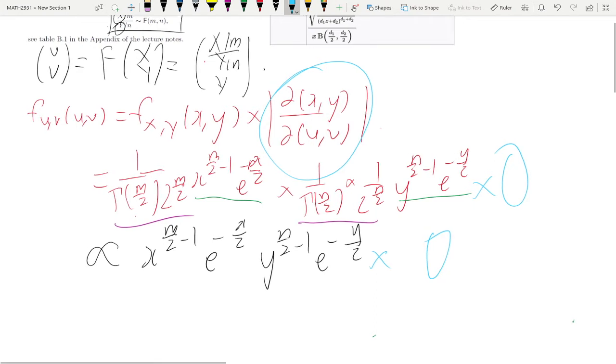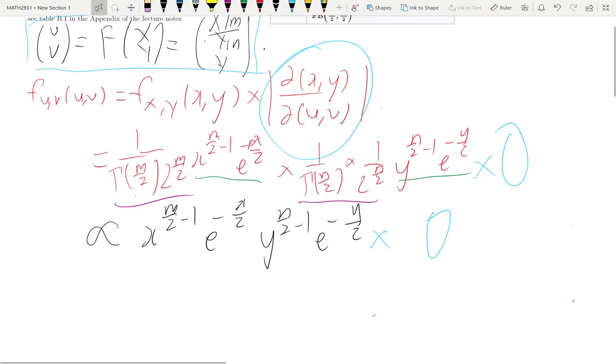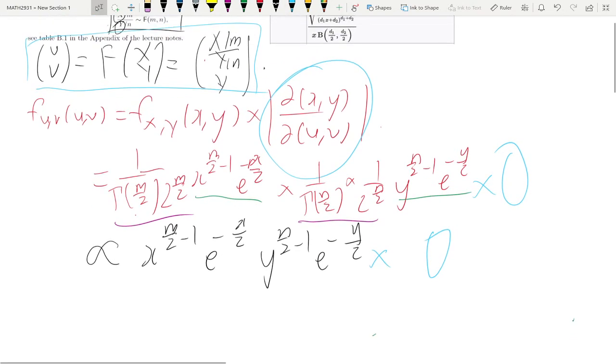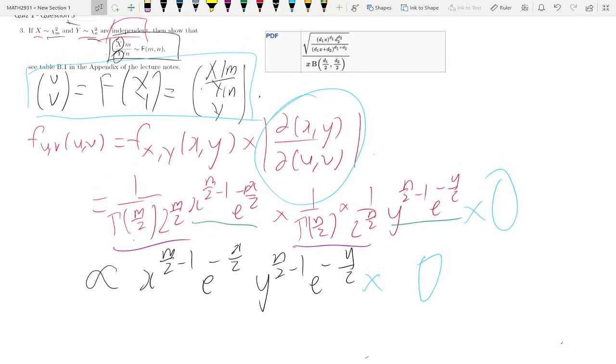So we need to find what this circle thing is. We know the relationship between u and v up here. We defined it as such. So all you need to do is find the Jacobian with respect to u and v of x and y. But in this case, we have u and v as functions of x and y.